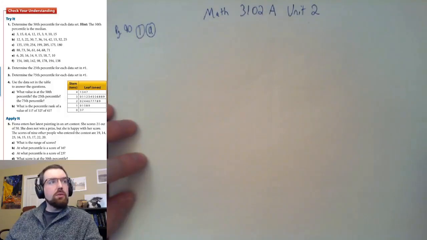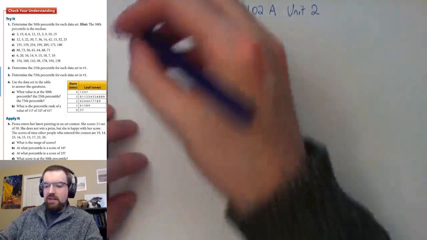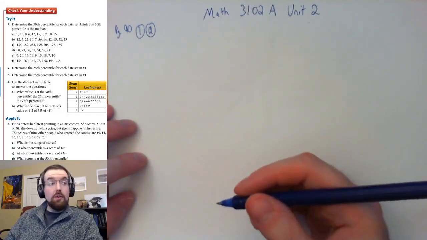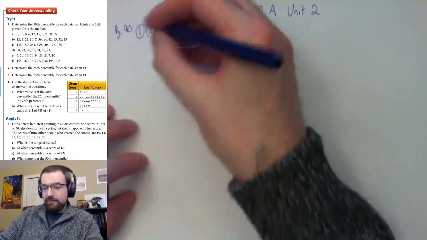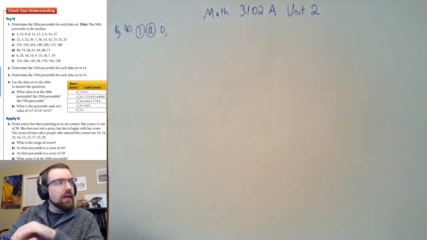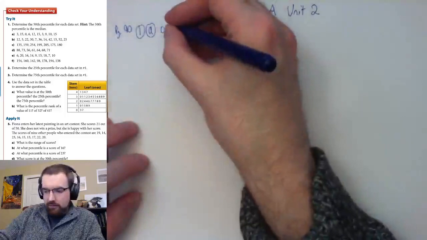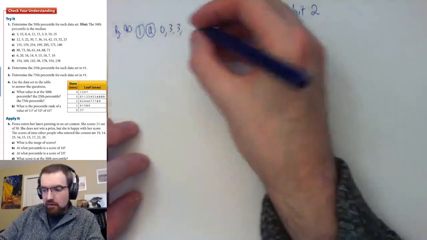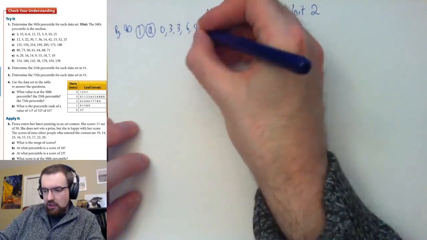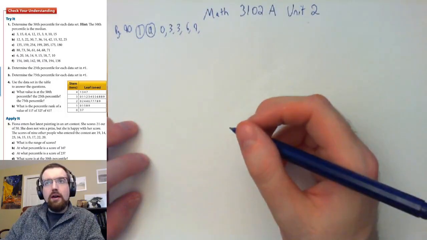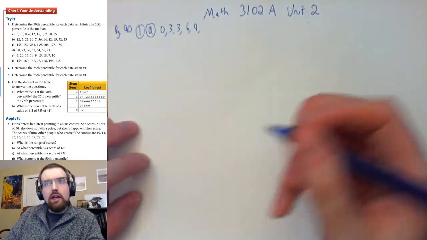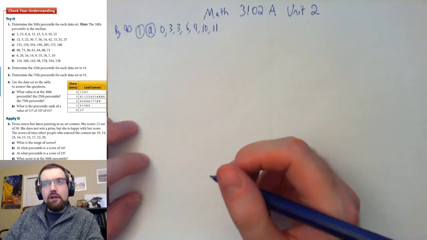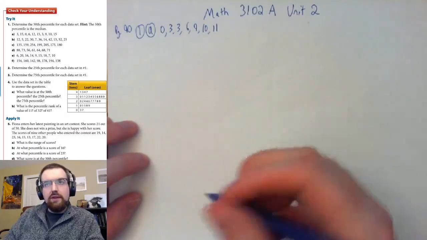So for part A, the 50th percentile is the median. Well, how do we find the median? First up, we just got to put the numbers in order, right? We always got to put the numbers in order first. So we've got a 0. What else have we got? We got a 0, 2 3s, a 6, a 9, a 10 and an 11, a 12, and then 3 15s.